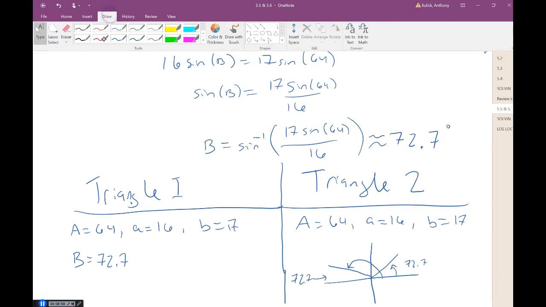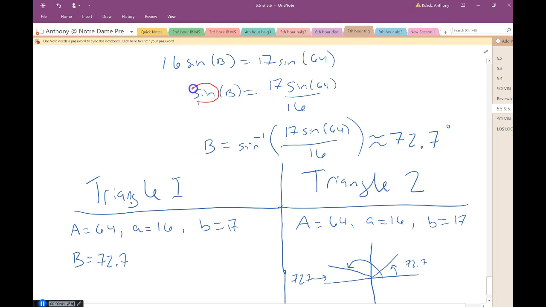So, to get rid of this sine that's wrapped around the b, what I have to do is sine inverse to both sides. That cancels the sine off to get the b by itself. So anytime you have to solve for a variable that's inside of a sine or cosine, you'll have to use an inverse at some point in the problem. Is that satisfied? Okay.